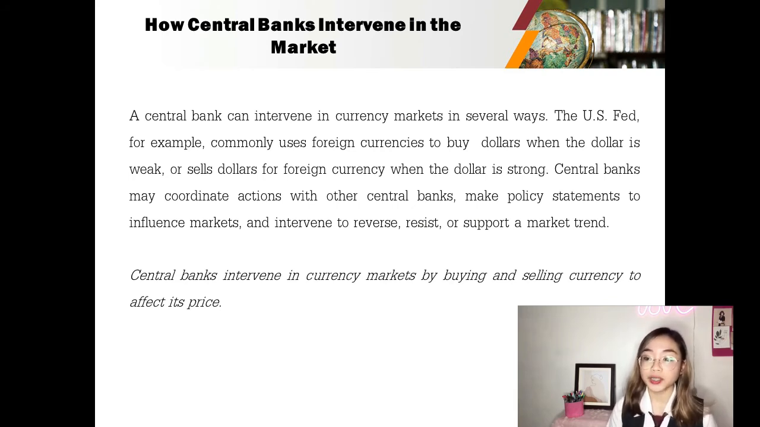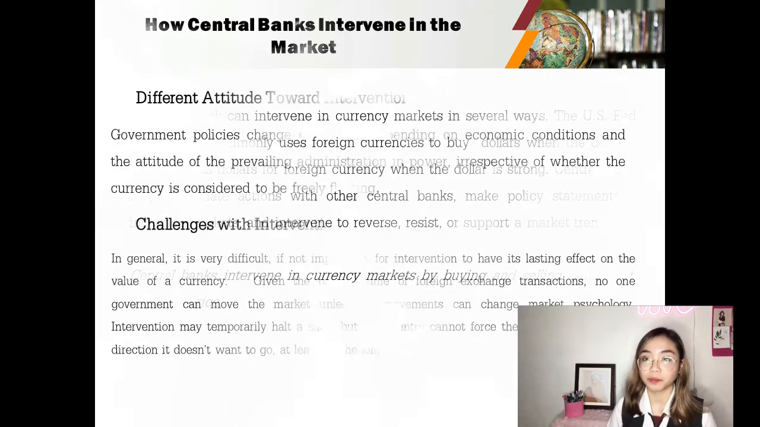So their aim is often to stabilize the exchange rate. Central banks may coordinate actions with other central banks or may make policy statements to influence markets and intervene to reverse, resist, or support a market trend. So central banks intervene in currency markets by buying and selling currency to affect its price.